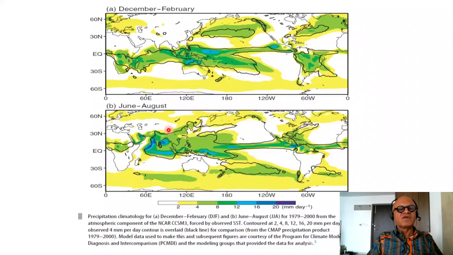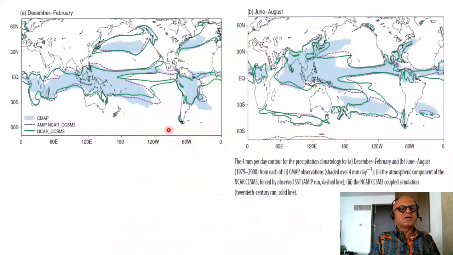So it's a question of understanding those imperfections and trying to understand what may be causing them and how to improve them, how to reduce the biases, and so on. So the models keep continuously improving over time. So here again, the 4 millimeter per day contour for the precipitation climatology, again DJF JJA.